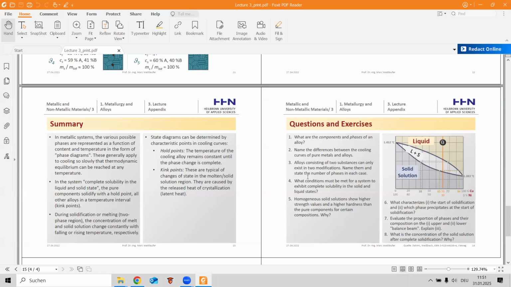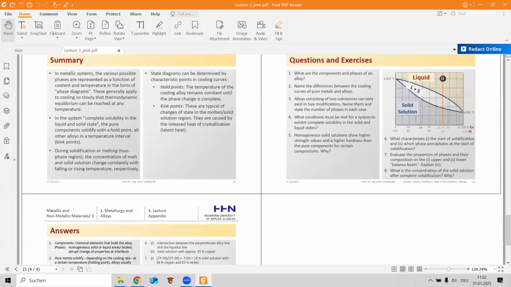So there are hold points, where the temperature of the cooling curve remains constant until the phase change is complete. Kink points are typical changes of slope in the molten or solid solution region. They are caused by the released heat of crystallization. So latent heat is the released heat of crystallization.